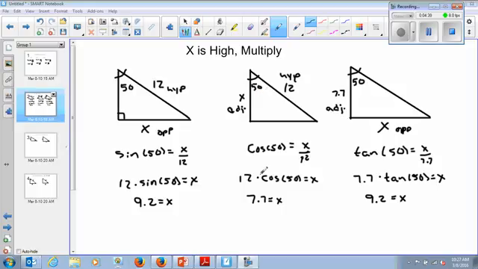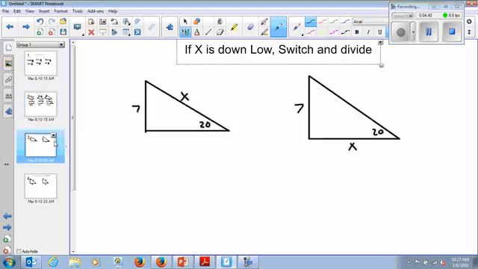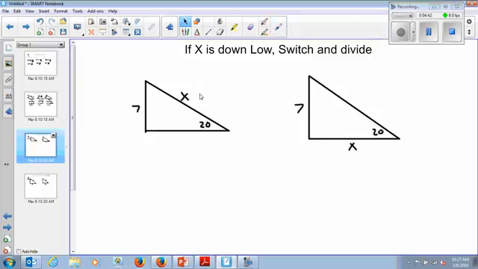And then here we did 12 times cosine 50, and I got 7.7. So those are the answers you should have gotten if you did the calculations correct. Make sure your calculator's in degree mode. Let's move on to the next example here.